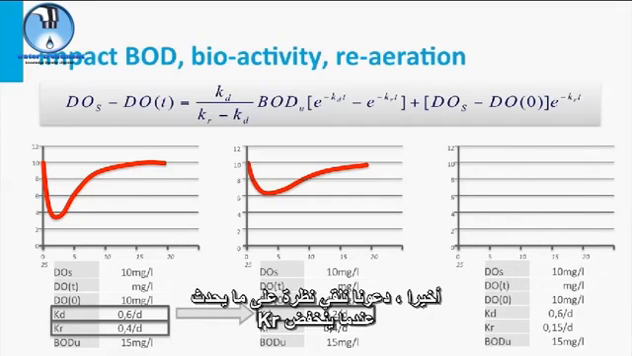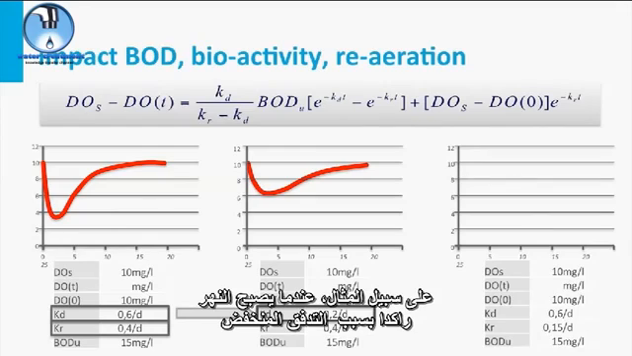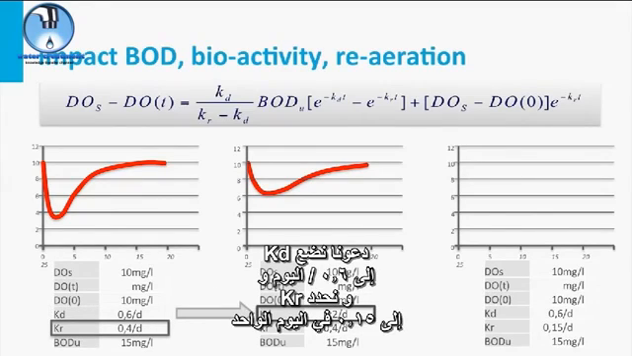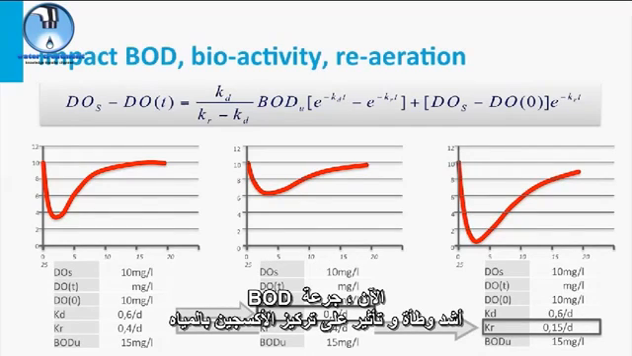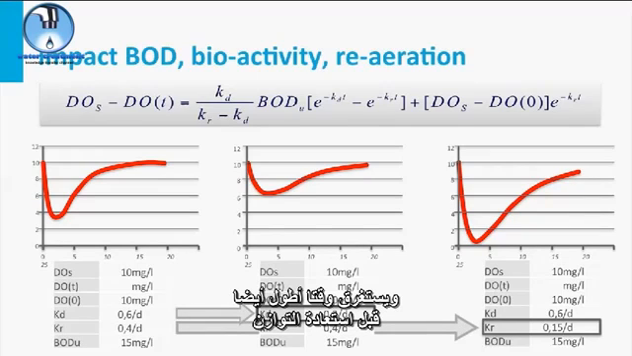Finally, let's have a look at what happens when the Kr drops. For instance, when the river becomes more stagnant by a low flow. Let's put the Kd back to 0.6 per day and set the Kr to 0.15 per day. Now, the BOD dosage has a much more severe effect on the water oxygen concentration, and it also takes much longer before the equilibrium is restored.